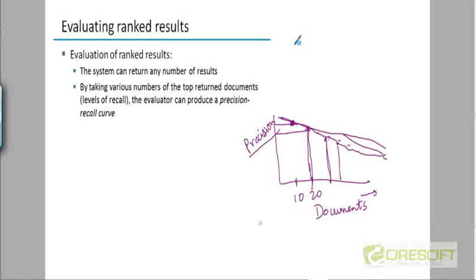Why are we measuring only precision? Why not recall? Because we were looking at both precision and recall earlier, right? So now you're saying that we should look only at precision. Yeah, because recall in any case is incremental. For every 10 documents, 20 documents, recall is going to increase. Okay, but it may increase at different rates, right?